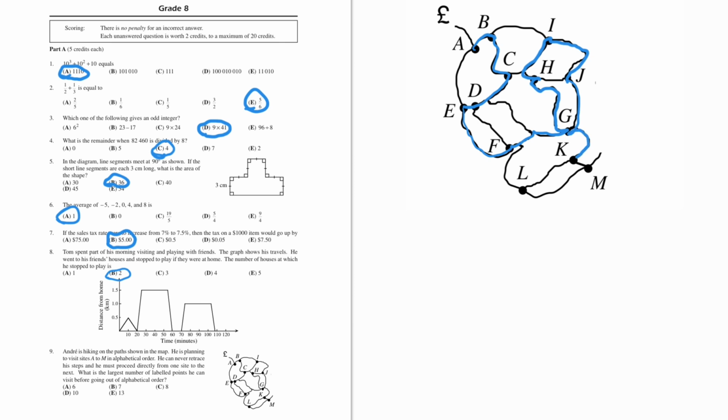So because the rule does not allow the retrace, from the J, he cannot go in alphabetical order. The total labeled points he visits is from the A to J. That's the 10 letters. So the answer is D.